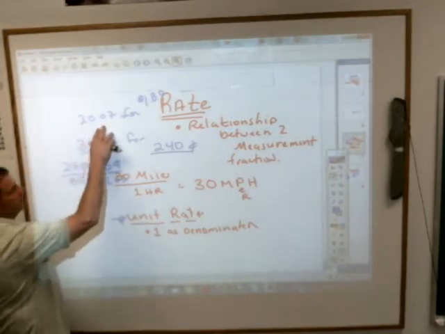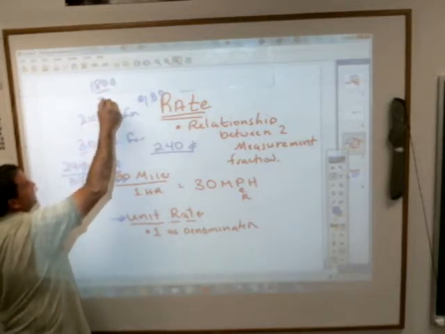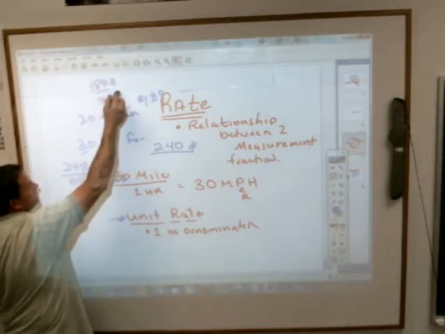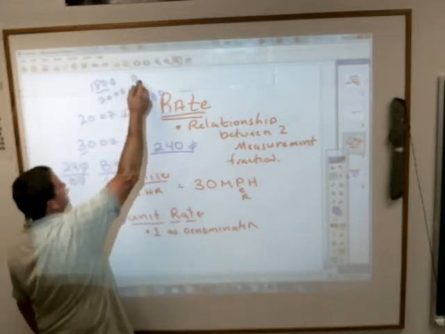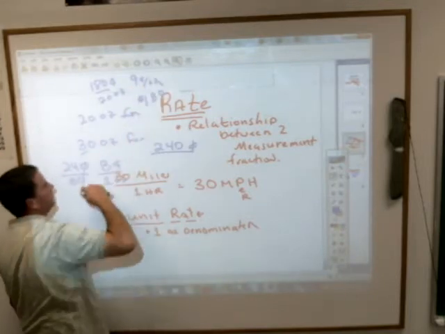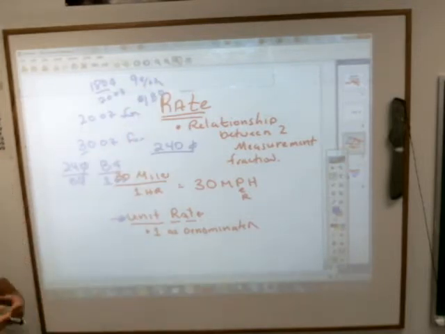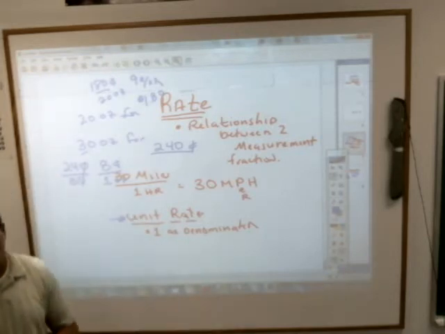The smaller bottle is 180 cents over 20 ounces, which reduces down to 9 cents per ounce. So the bigger one's the better one, but you can't really compare until you get it down to its unit rate because there's too many numbers there for us to go with.